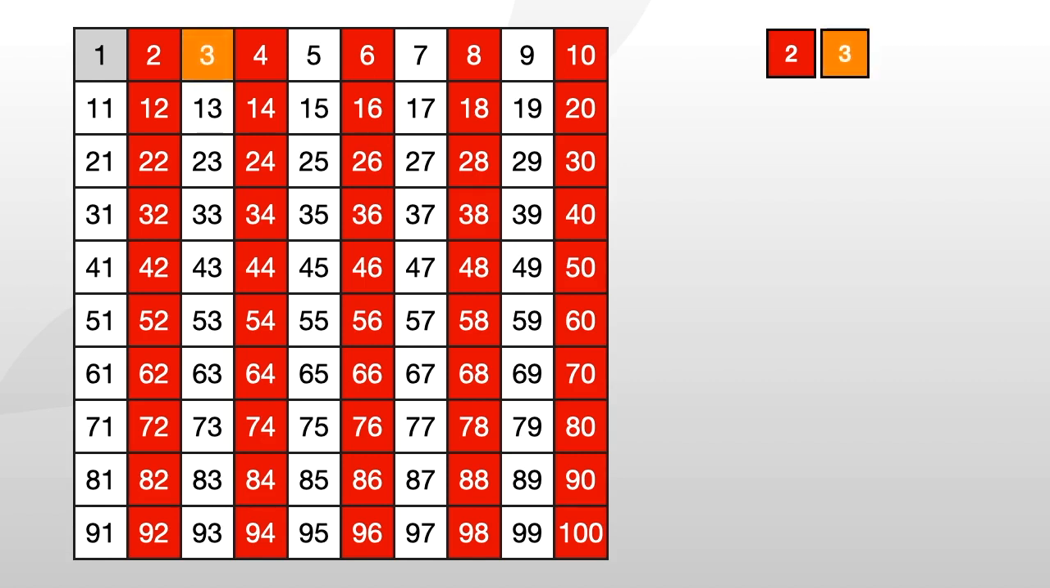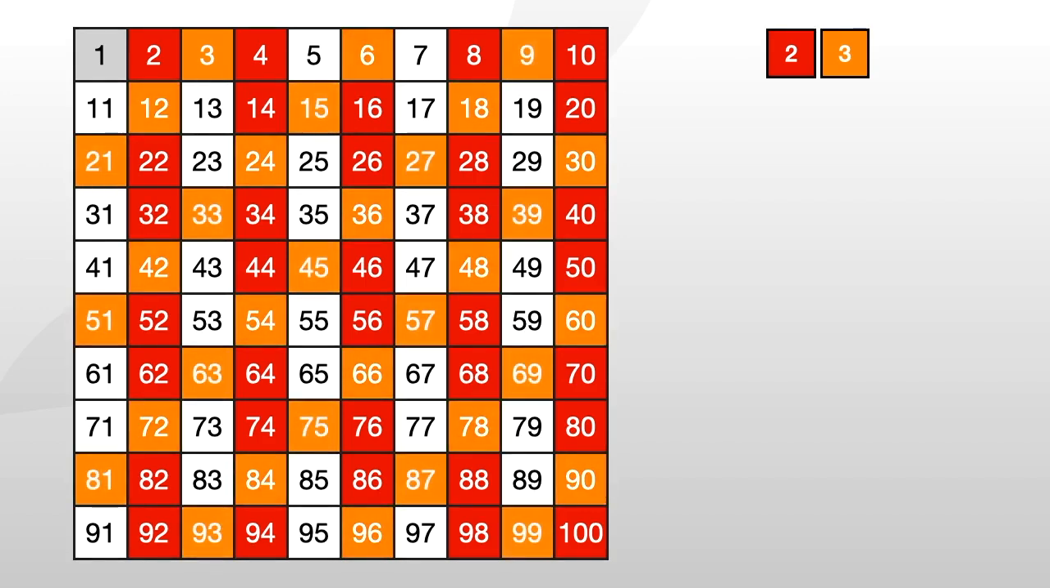We can identify more composite numbers by finding multiples of 3 greater than 3 on the 100 chart. Notice that this includes some of the even numbers that were already identified as composite. For numbers that are multiples of both 3 and 2, I'll revert back to using red.